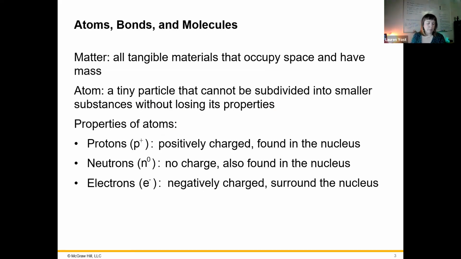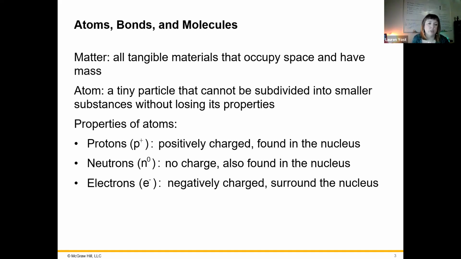All right, touching back on that concept of atoms, bonds, and molecules and what those are. Remember, matter is any tangible material that occupies space and has mass. An atom is something that makes up matter. Matter is made up of atoms, right? So these are tiny particles that cannot be divided any further without losing their actual properties. The atoms are made up of protons, neutrons, and electrons.